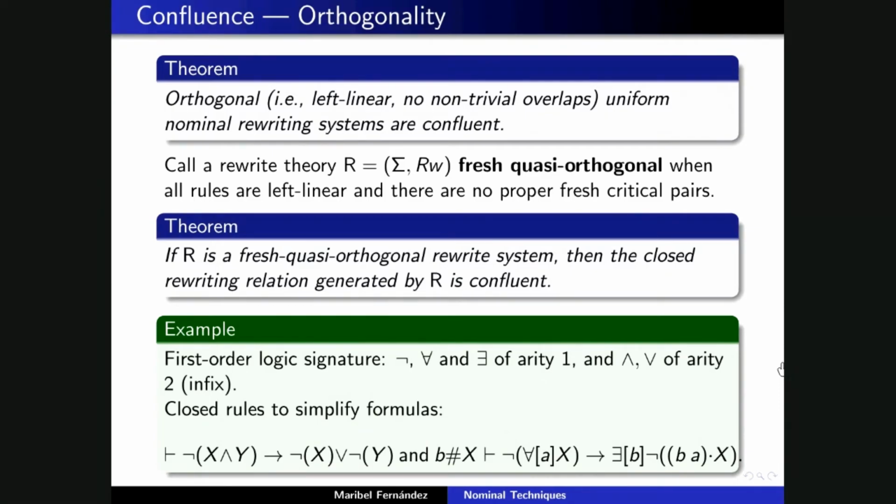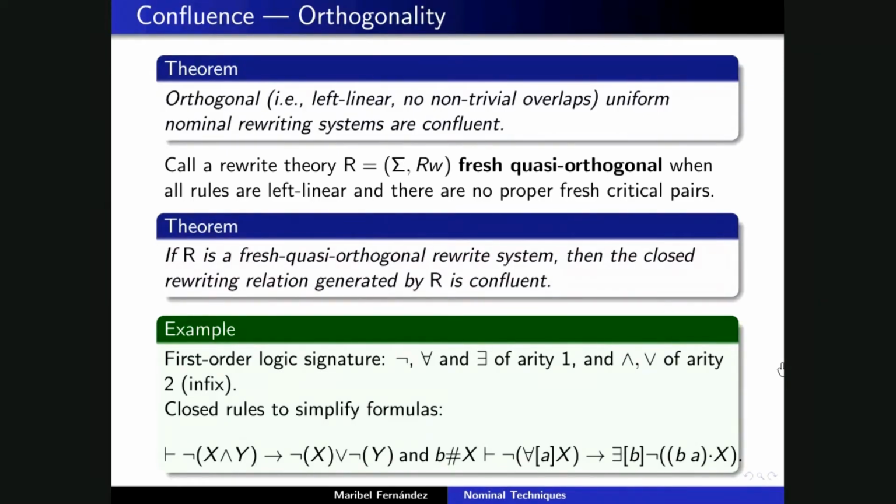The other popular technique to prove confluence is to check for orthogonality. And orthogonality means two things. It means your rules are left linear and without overlaps, so no critical pairs. This is a condition that is used, for example, in functional programs.